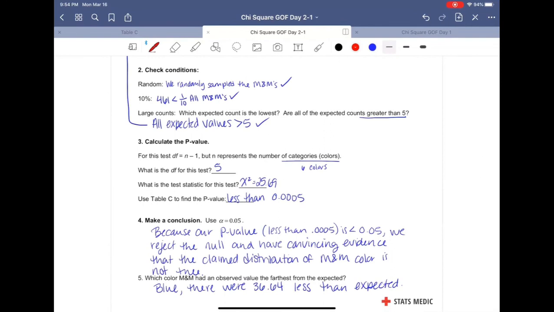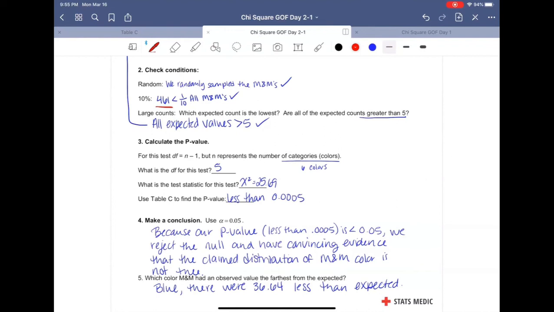Okay, so let's go over our work. In this first part, question number 2, we are asked to check conditions. Just like we've been doing all year, we're really checking, first of all, to make sure something was random. Now, in this case, we're looking for random sampling, and we did randomly sample our M&Ms, so we're good to go on that. Next, because we did random sampling, we need to check the 10% condition. We had 461 M&Ms total, and we need to make sure that's less than 10% of the population, which would be all M&Ms, which of course that is. So 461 is less than 1/10 of all M&Ms, and then we check that.